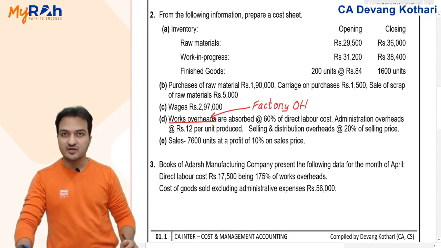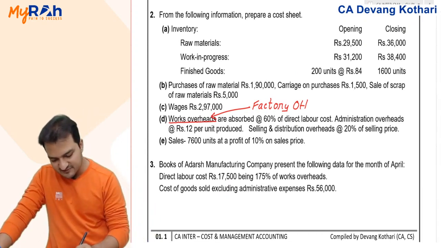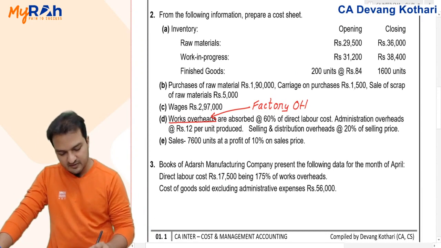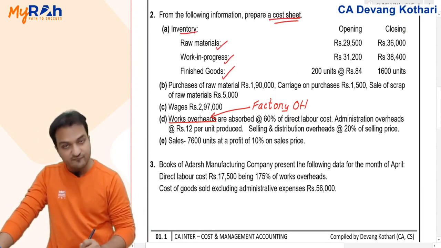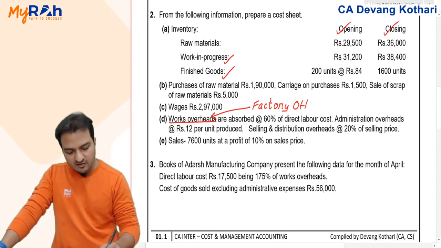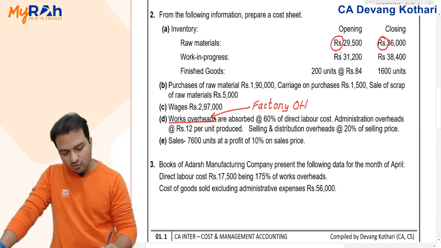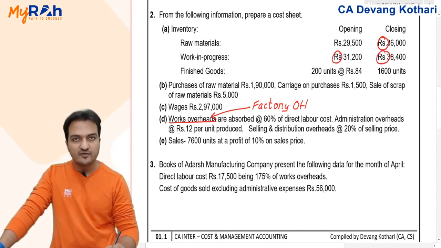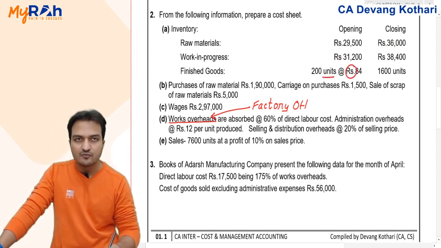This was your question number 2, that from the following information, it says prepare a cost sheet. Prepare simple cost sheet. You were given inventory of raw material, WIP, finished goods, opening as well as closing. Notice, for raw material opening closing, rupee values are given. For WIP opening closing, rupee values are given. But for finished goods, opening, units and rupees are given. Yes, you can find rupee value.